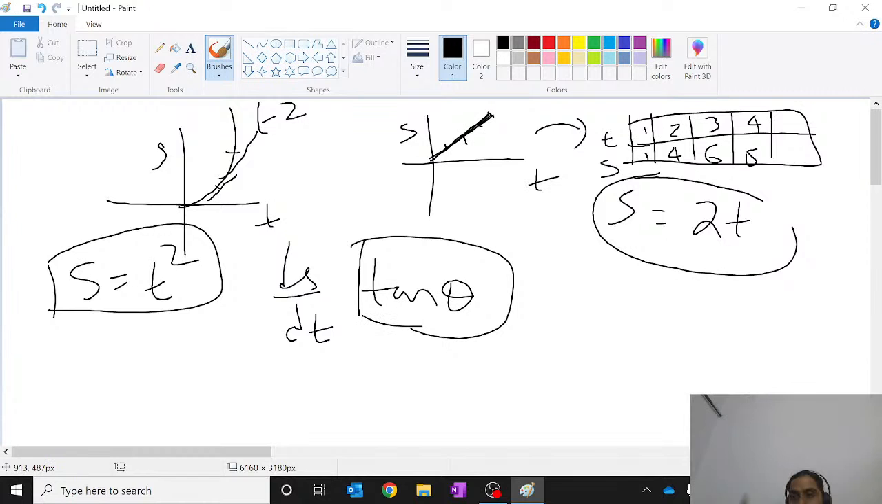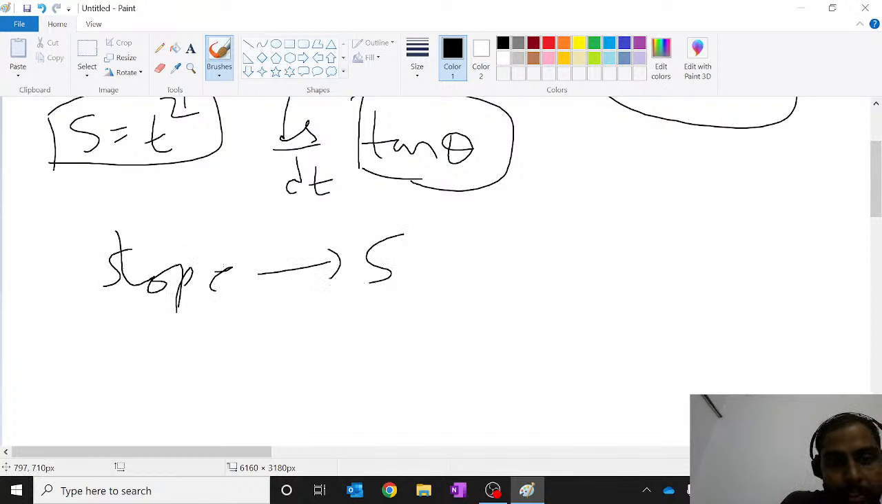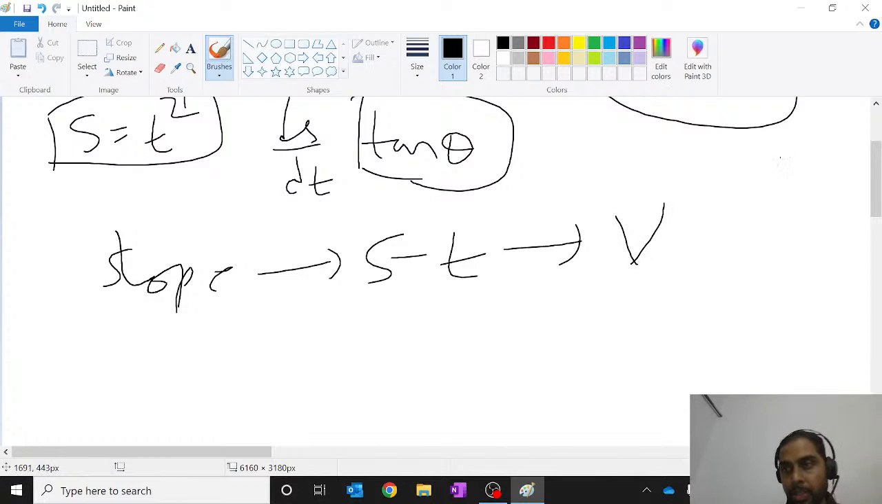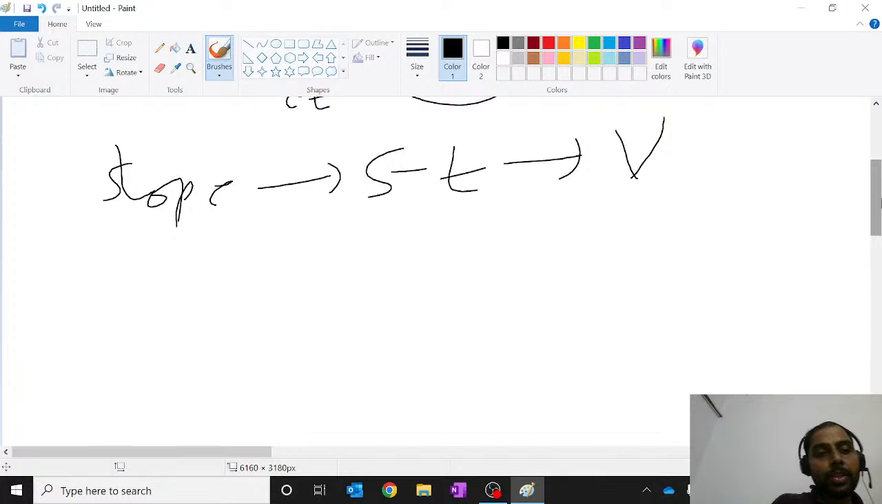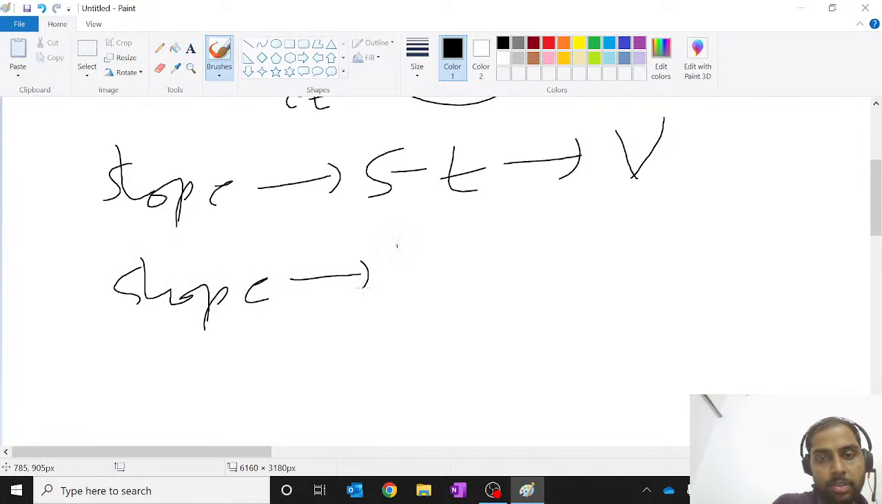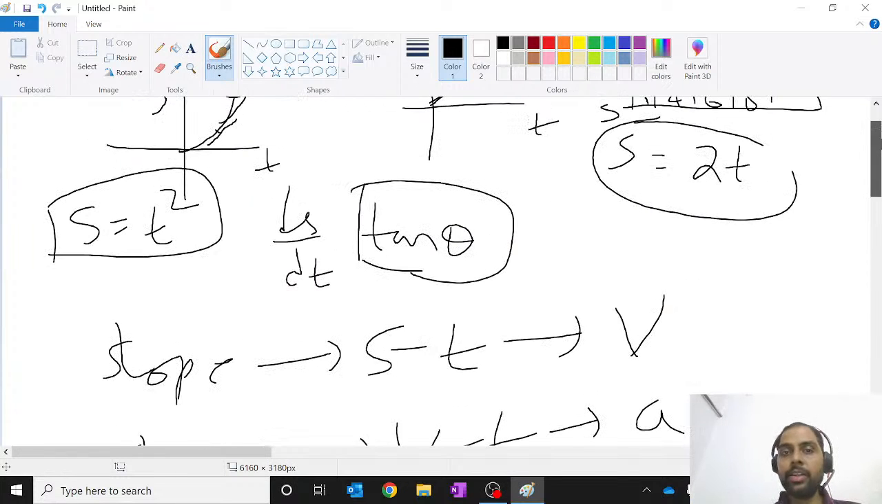The slope of the S-T graph, that is your displacement-time graph, gives you velocity. The slope of the V-T graph gives you acceleration. As simple as that. Why? Because velocity is nothing but change in displacement by time, and acceleration is nothing but change in velocity by time.